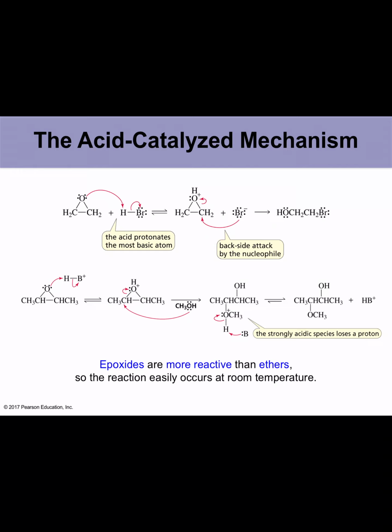So the incoming nucleophile, since this is a symmetrical epoxide, bromide can attack either carbon, either this carbon or this carbon. And then the epoxide will open up and form the alcohol.